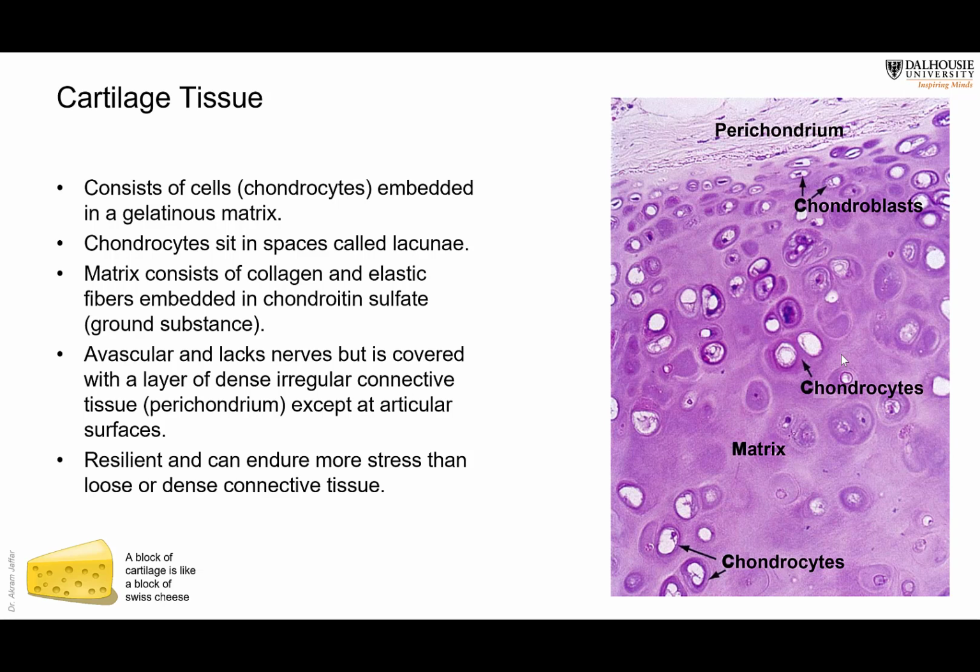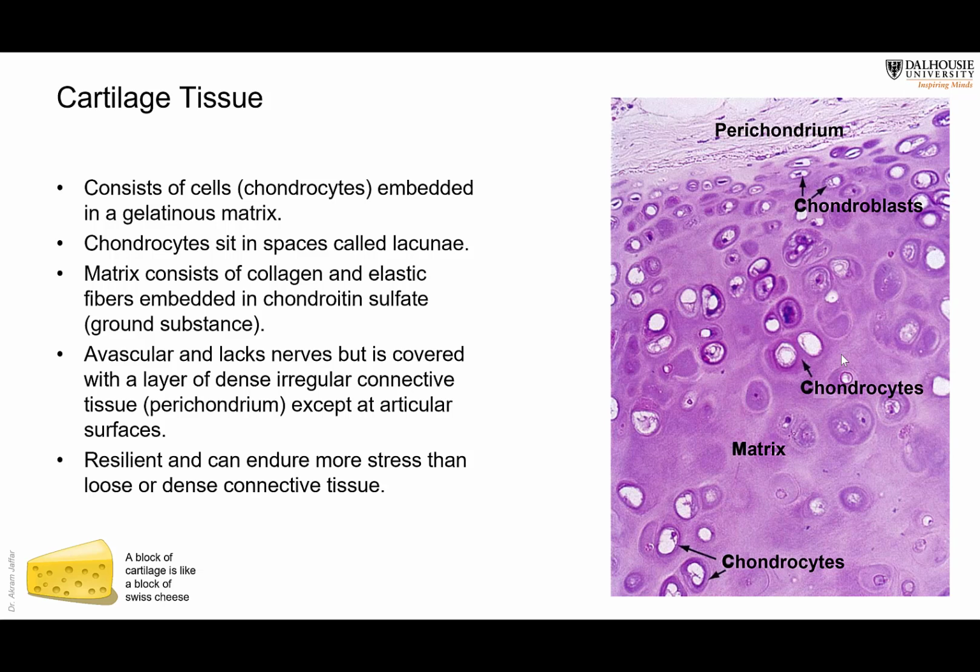The matrix consists of collagen and elastic fibers, and we will see that there are different amounts of collagen and elastic fibers in different types of cartilages. I will show that to you in a moment. And there is a ground substance, chemicals, and here the main chemical is called chondroitin sulfate. Probably you have heard of this chemical before, chondroitin sulfate. Sometimes you will find it in the boxes of supplements that you find in shops. So they use it to replace the worn and torn cartilage.